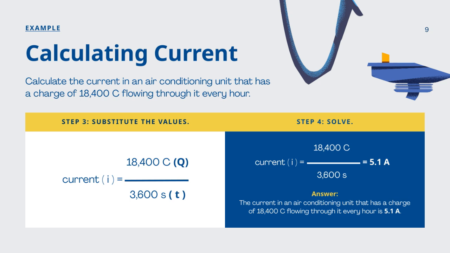Here, the total charge is 18,400 coulombs, and the time is 3,600 seconds, since there are 3,600 seconds in an hour. When we divide 18,400 coulombs by 3,600 seconds, we get approximately 5.1 amperes. This means that, on average, about 5.1 coulombs of charge flow through the unit each second. This example really illustrates how understanding charge and time helps us determine the current in real-world devices like air conditioners.